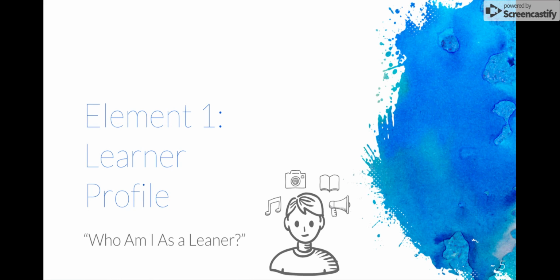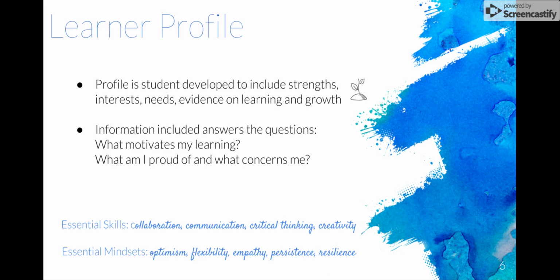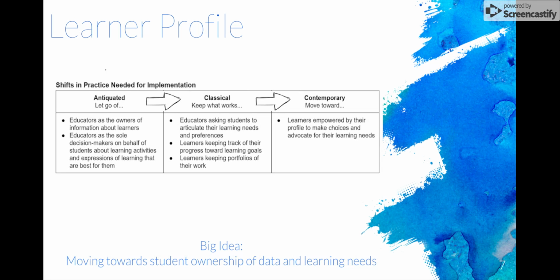The first element is the learner profile, and this is where students share with teachers a little bit about who they are as a learner. So this can include student strengths, weaknesses, aspirations, and it's a chance for them to reflect on their learning and their learning preferences. So teachers need to make sure that they're giving their students time to update and think about this throughout the school year, as well as supporting students to create their goals.